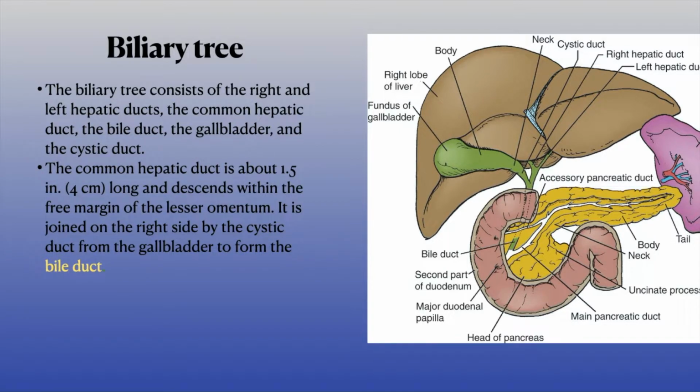The biliary tree consists of the right and left hepatic ducts, the common hepatic duct, the bile duct, the gallbladder, and the cystic duct. The common hepatic duct is about 4 centimeters long and descends within the free margin of the lesser omentum. It is joined on the right side by the cystic duct from the gallbladder to form the bile duct.